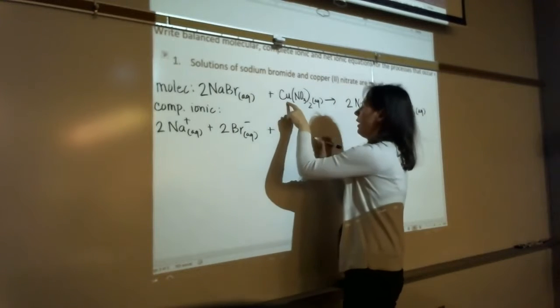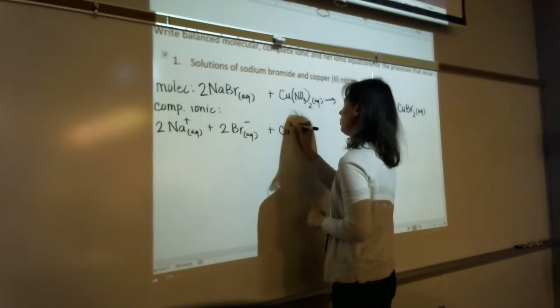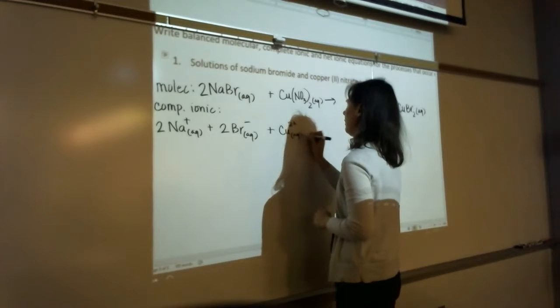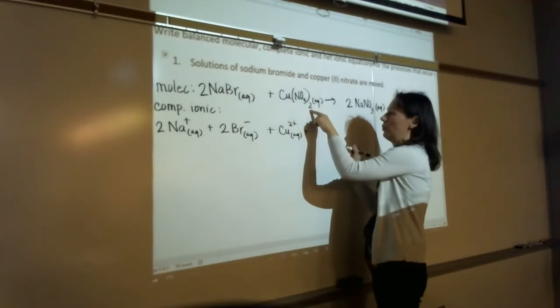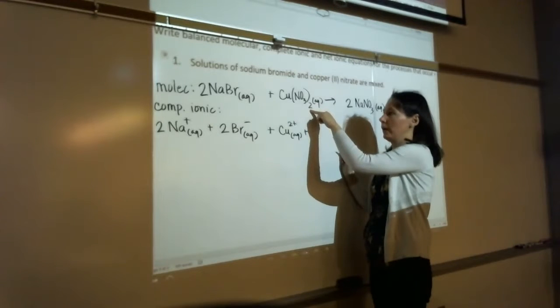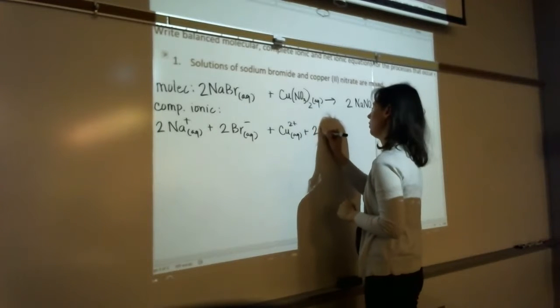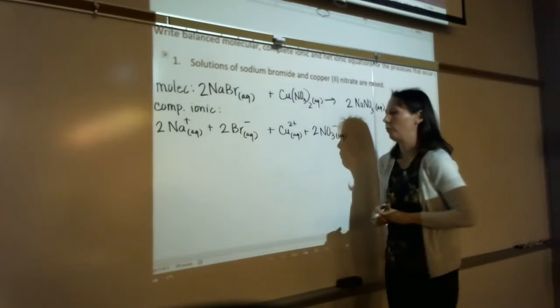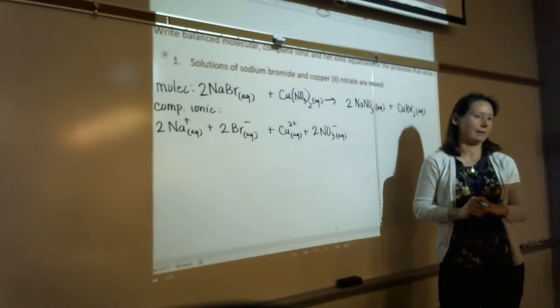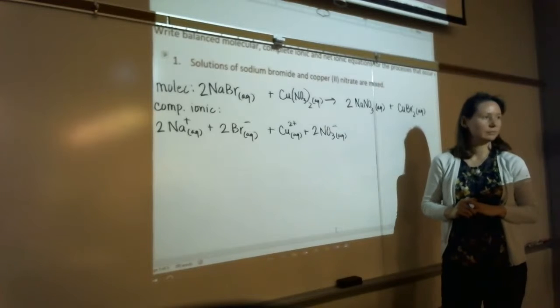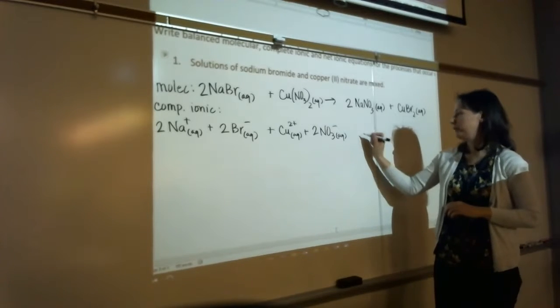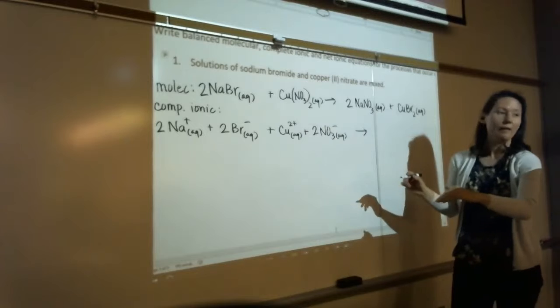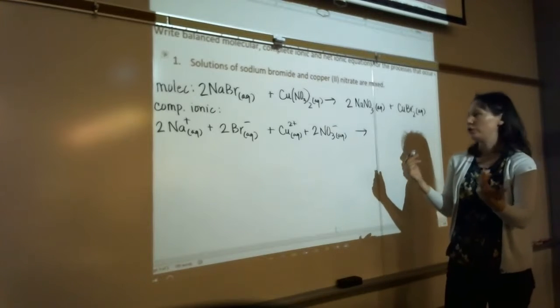Then we say plus Cu2+ AQ plus, what about this 2? What does it come out as? A coefficient. Plus 2NO3- AQ. Is everyone with me on how we broke up the reactants? Yes? Now, if you need to go on to a second line, that's fine. Just make sure I can read your work.